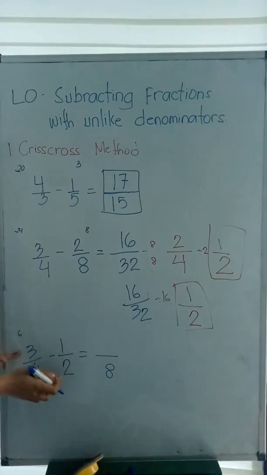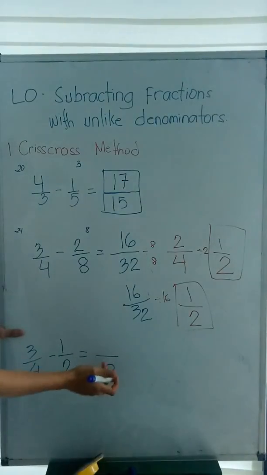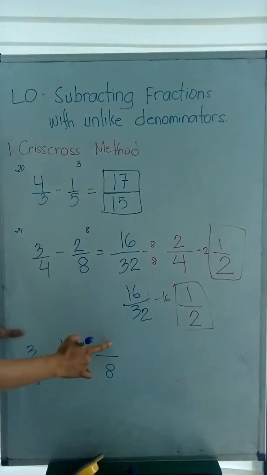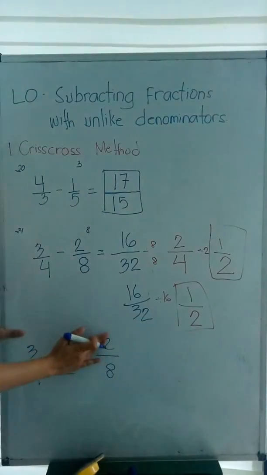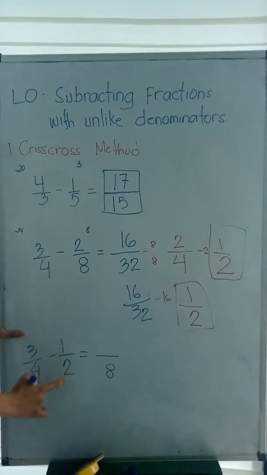Some of you did not multiply it. I see in some of the work, after you multiply your denominators 4 times 2, you put 8, that's correct. But some I saw directly subtracted 3 minus 1 and then wrote 2 here, which is actually wrong. So don't do that. You have to crisscross multiply first before you subtract.